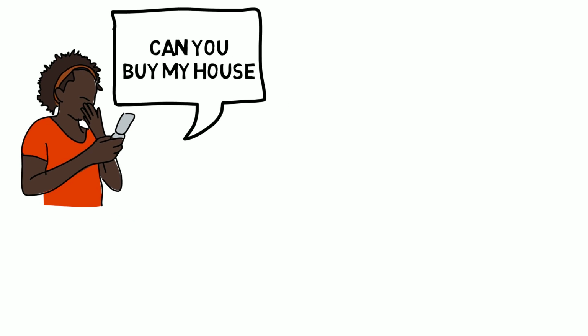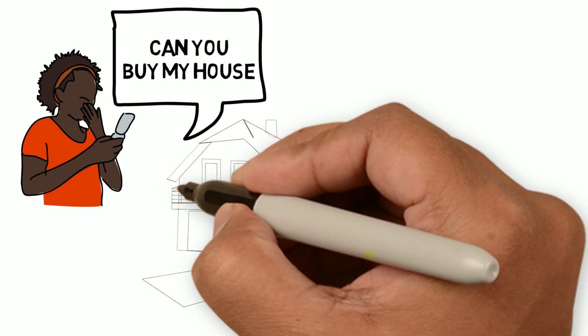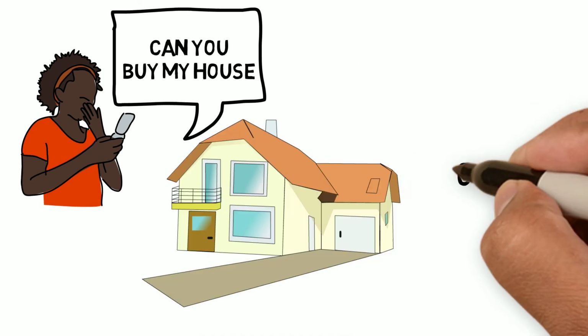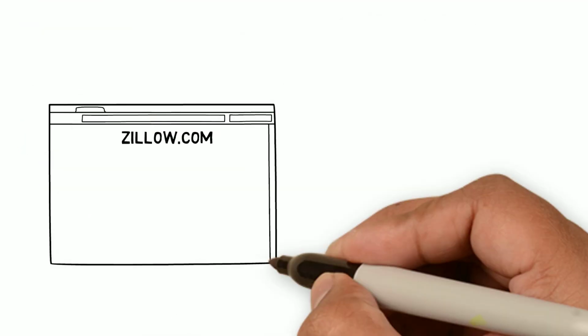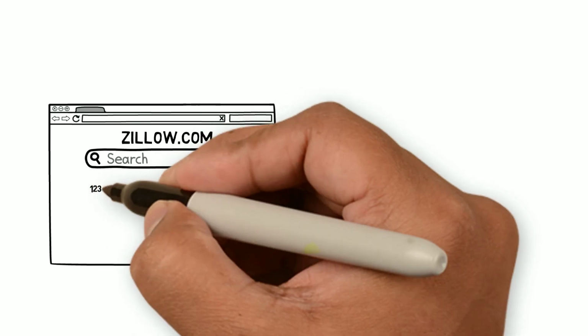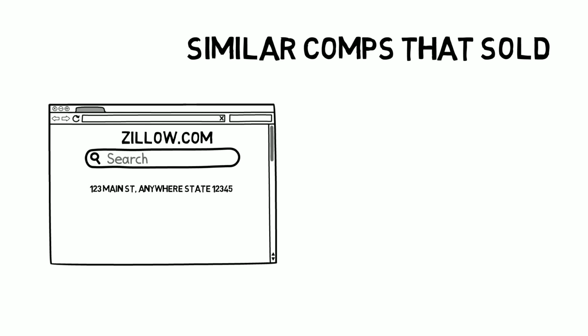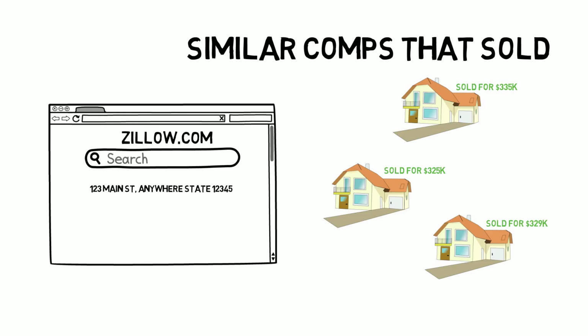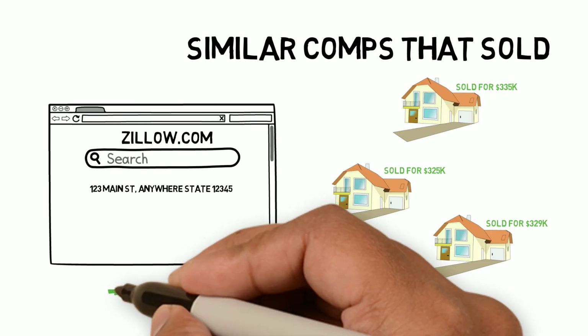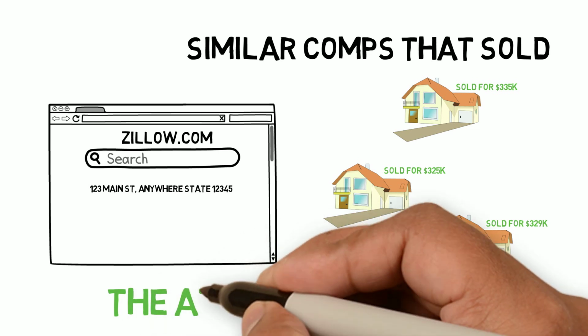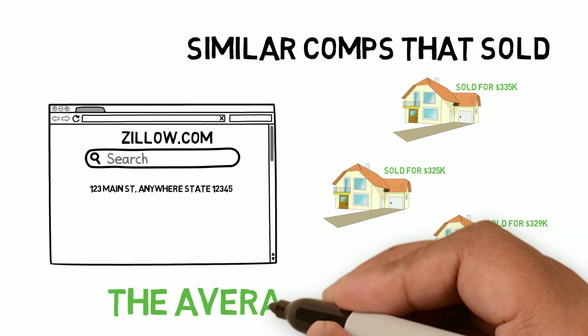For example, someone calls you to buy their house, and it is a 1,500 square foot home with 3 bedrooms and 2 baths. Using Zillow.com, we put in the property's address. Next, we see what price similar houses have sold for in that area in the past 30, 60, 90 days, and sometimes up to 12 months or more if we need to.